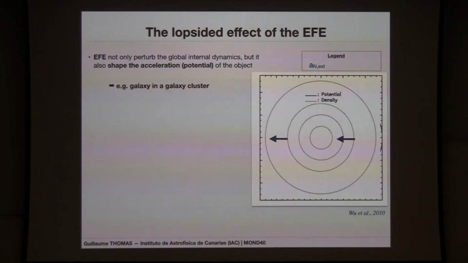And that's really easy. So here I'm going to take the example of a galaxy inside a galaxy cluster, which was the first example presented by Zhufeng Wu in 2010. And for that, it's really easy. So let's assume that you have a galaxy, which is here represented by a constant density distribution, that is under an external acceleration, which is produced by the galaxy cluster.